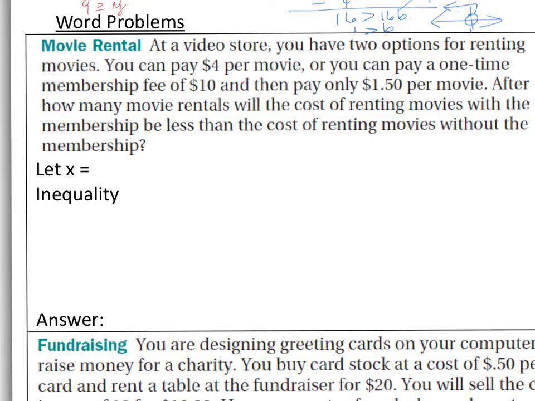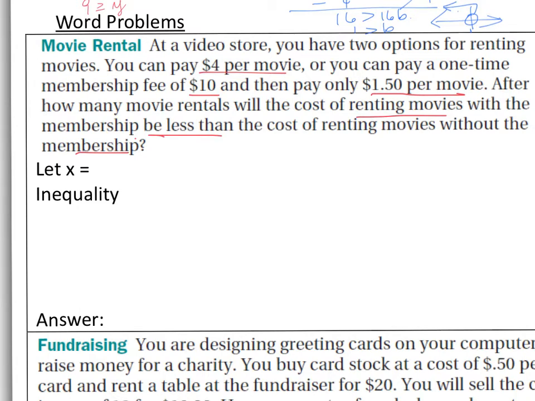Let's take a look at some word problems. Movie rental. At a video store, you have two options for renting movies. You can pay $4 per movie, or you can pay a one-time membership of $10 and then pay only $1.50 per movie. So two options. After how many movie rentals will the cost of renting movies with the membership be less than the cost of renting movies without the membership? So the question here already sets up the inequality for you.